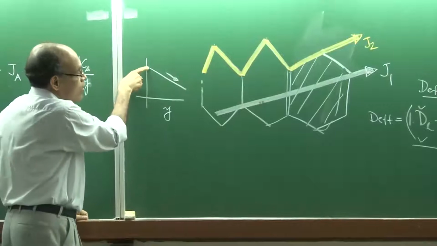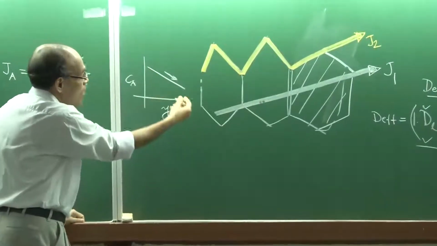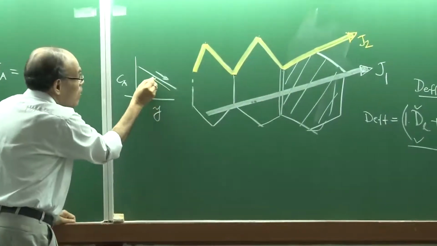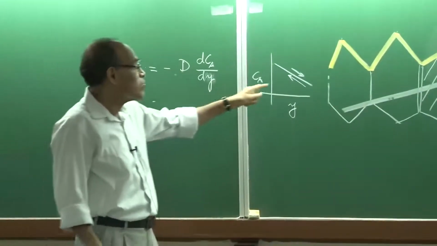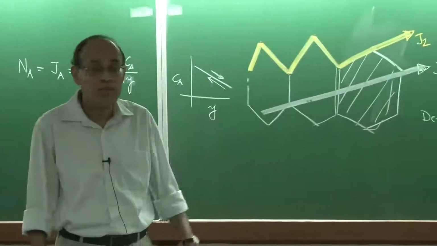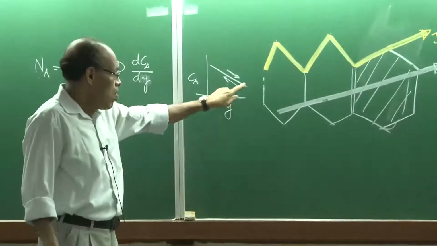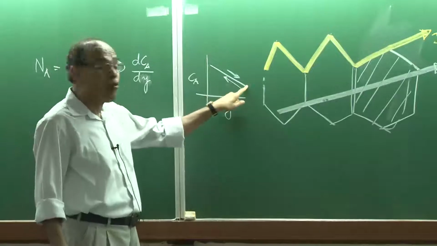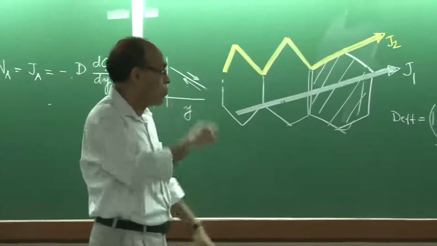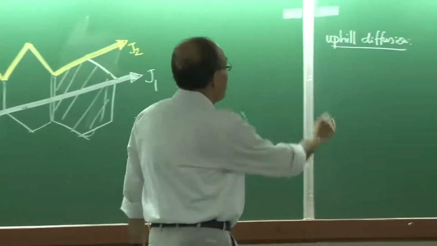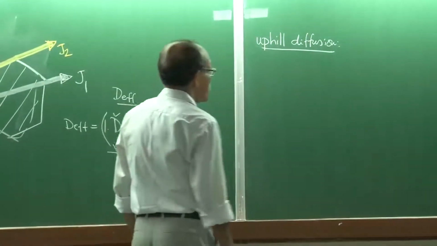You are going to the hilltop, lower part, base of the hill. But if the diffusion takes place in the reverse direction, opposite to the concentration gradient, in that case we will say the phenomenon is uphill diffusion. But how is it possible that from a region of lower concentration, mass can flow to a higher concentration? That is what I would like to address in a subsequent discussion.